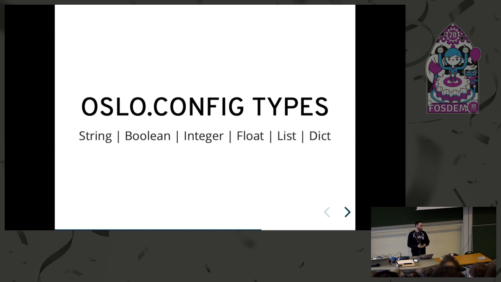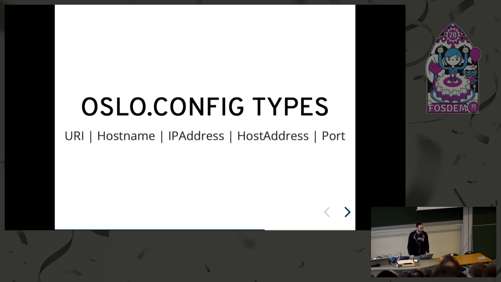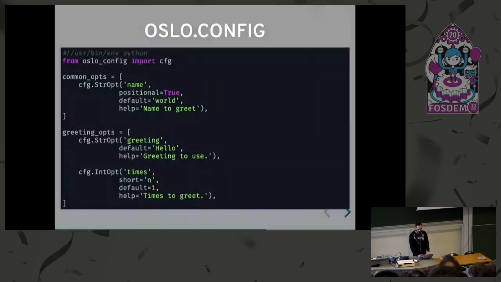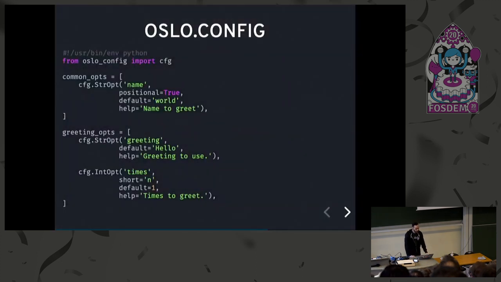Oslo.Config has basic types where you can do type verification: string, boolean, integers, float, list, dict, and it also has some special types for validation, like URI, host name, IP address, host address, and port. And this is a simple example of an application using Oslo.Config.